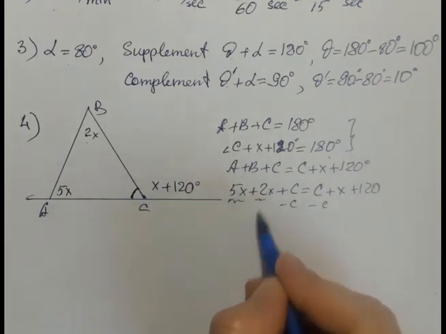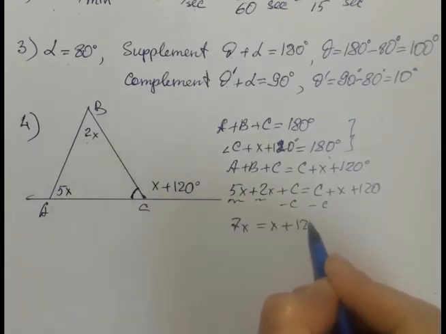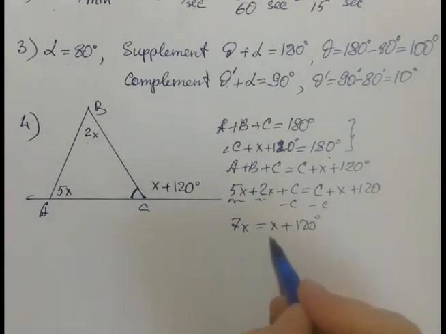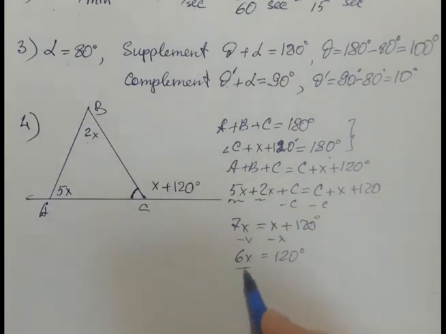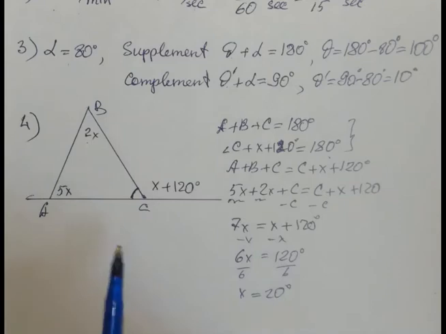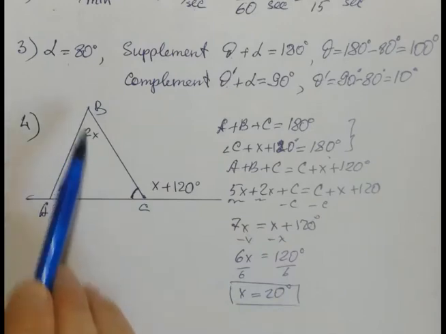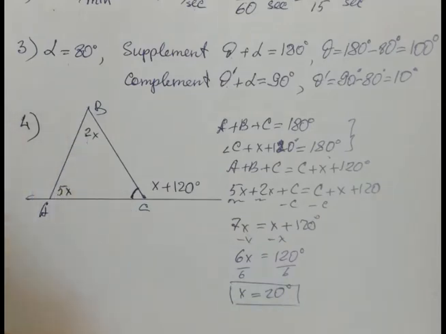So 5x and 2x, 7x equals x plus 120 degrees. Subtract x from the left and from the right, 6x equals 120 degrees. Divide by 6, and we get x equals 20 degrees. If the problem asks you what is x, then the answer is here. If the problem asks you to find all angle measures, then we need one more step.